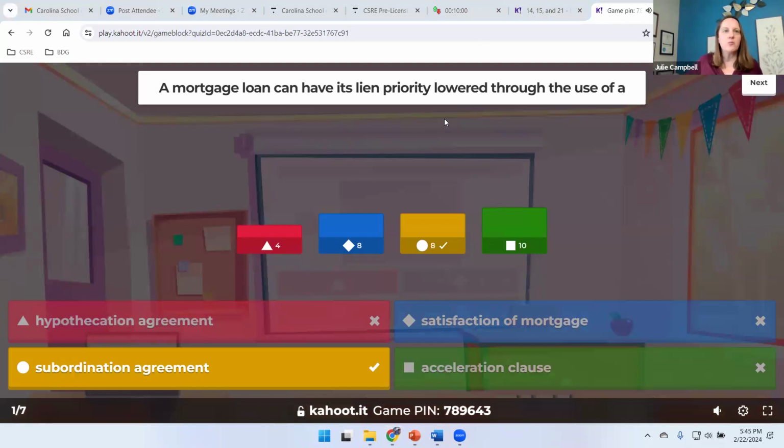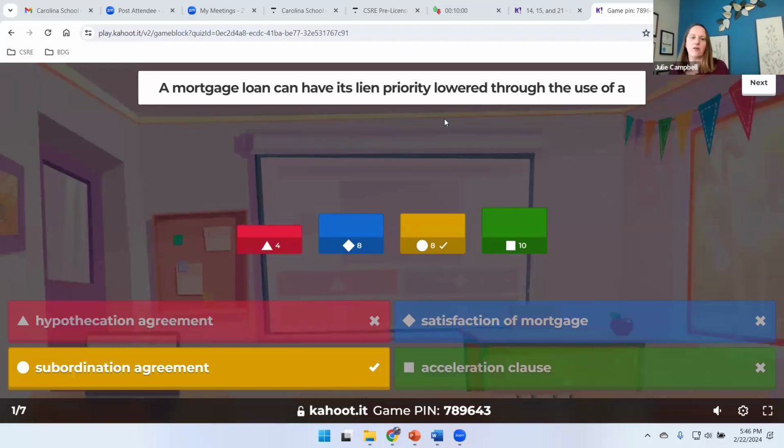Remember, if you subordinate, you place yourself in a lower ranking. Where we're going to see this is when you have a senior mortgage, which is your first mortgage, the mortgage you took to purchase the home. Then maybe somewhere down the road, you take out a second mortgage. That second mortgage is referred to as your junior mortgage.